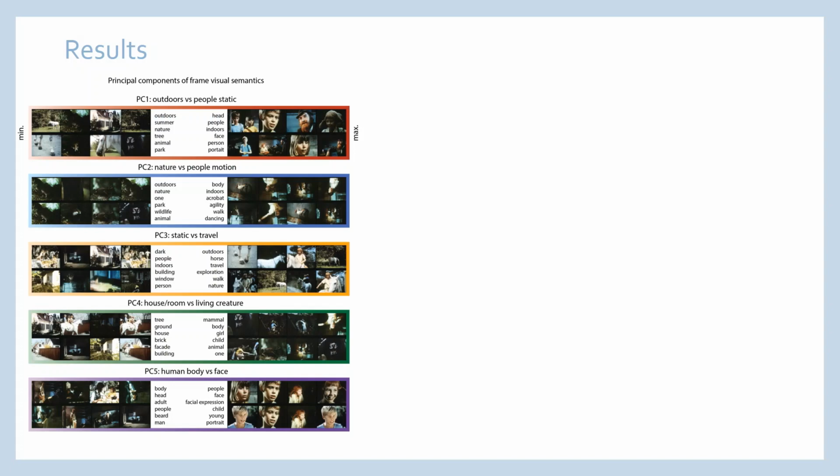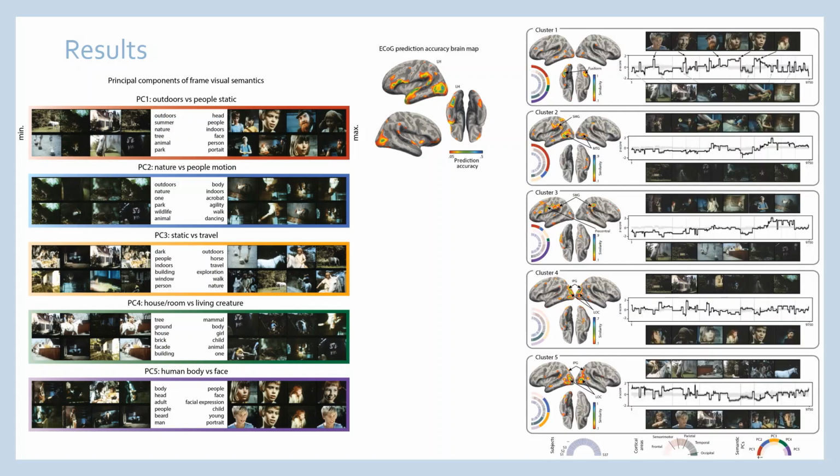Using these semantic dimensions, we were able to model brain activity in lateral occipital, inferior parietal, temporal, and inferior frontal cortices. Clustering linear regression weights allowed us to find groups of electrodes with similar semantic encoding profiles. For example, cluster 1 showed peak activity in response to frames with human faces and exhibited dips in activity in the absence of human faces.